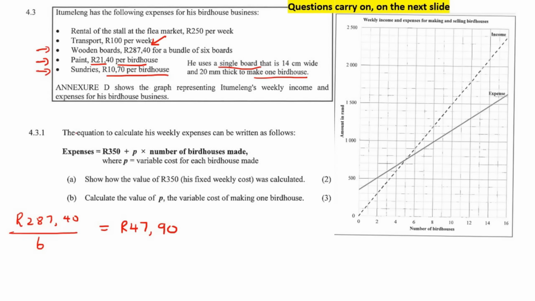Now we add 47 Rand 90 plus his paint, which is 21 Rand 40, plus his sundries, which are 10 Rand 70. Those are the costs to make 1 birdhouse, and if you add all of that together you end up with 80 Rand. That's how much you would pay per birdhouse.